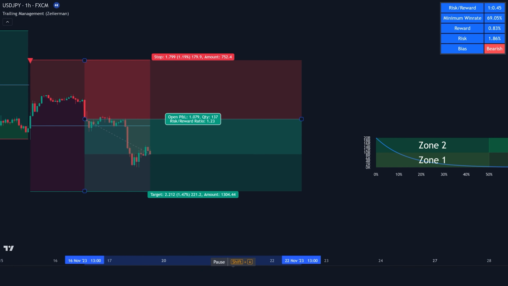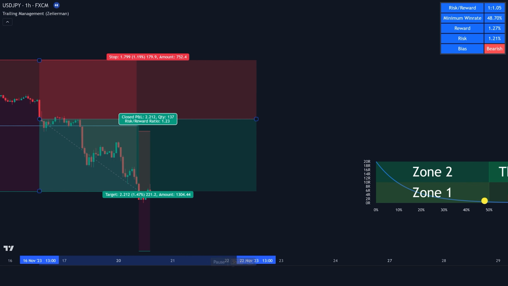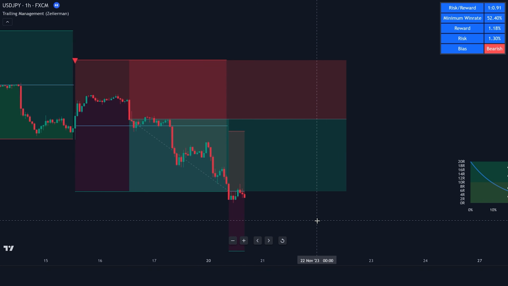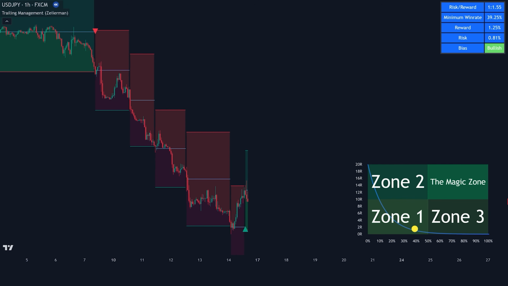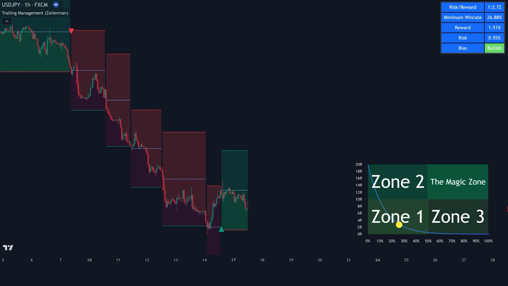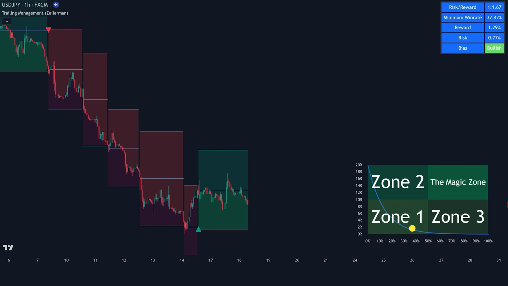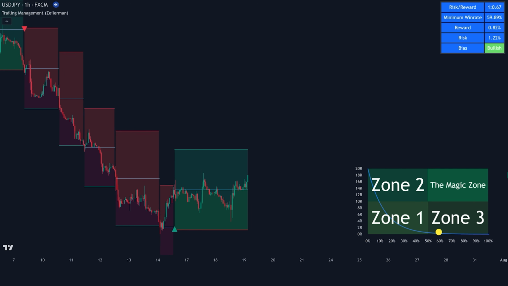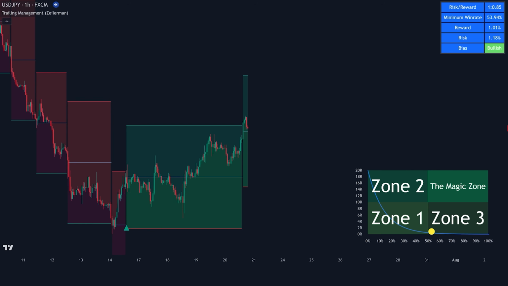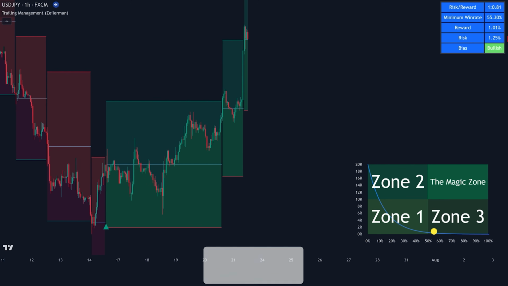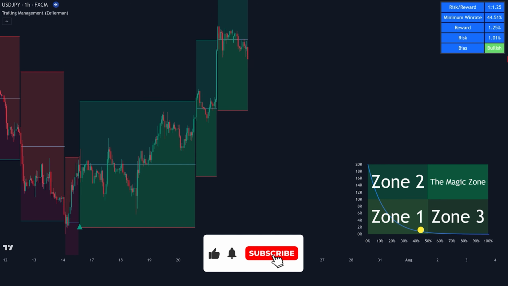The trailing management indicator is more than just a tool. It's a comprehensive trading solution that empowers you to manage trades with precision and strategic foresight. By integrating this indicator into your trading routine, you can significantly enhance your ability to make informed decisions, thereby increasing your potential for higher profitability.